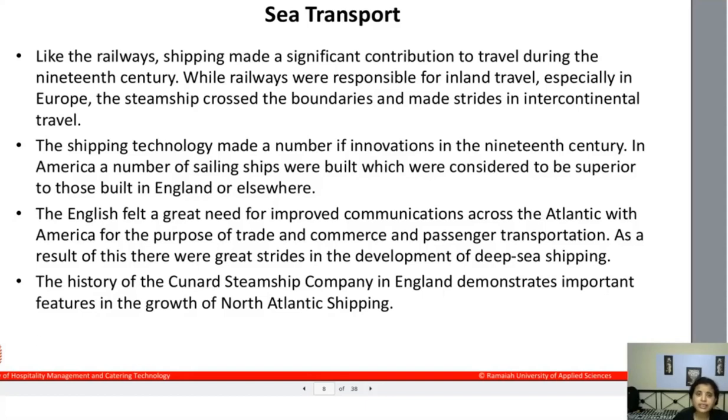Here we can see that the English felt a great need for improved communication across the Atlantic with America for the purpose of trade, commerce and passenger transport. As a result of this, there were great strides in the development of deep sea shipping. So it all happened during the 18th century when these Englishmen, because of trade, started using ship as a medium for their business trade activity.